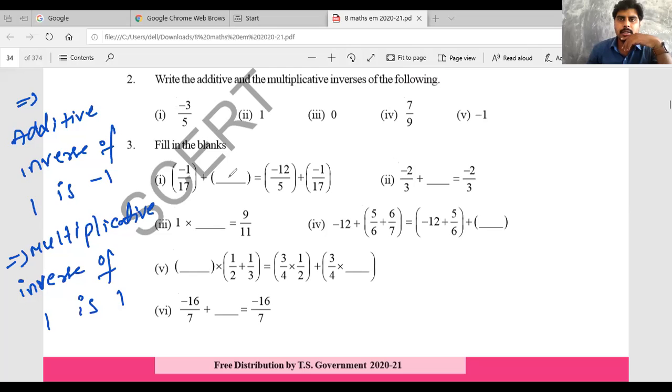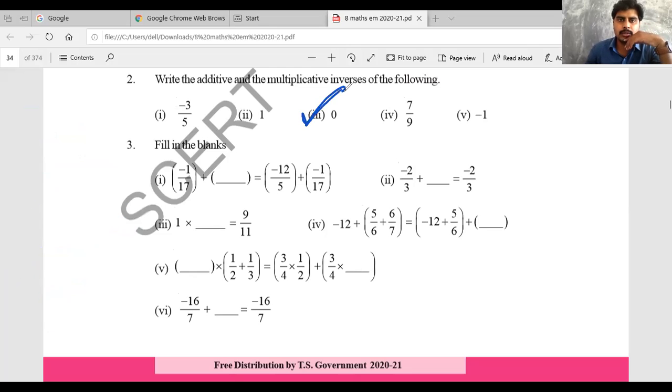Yeah. Next, coming to this third one, what is the additive inverse of 0? Additive inverse of A is minus A. Then what is the additive inverse of 0? Is it minus 0? 0 is neither positive nor negative, right? It is neither negative nor positive, right? So 0 is the additive inverse to itself.